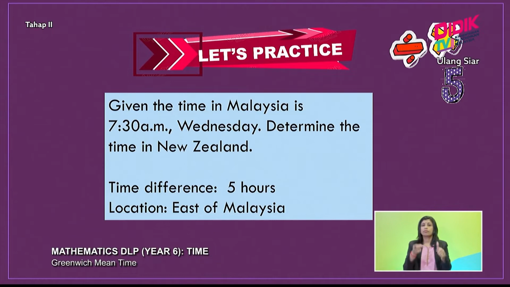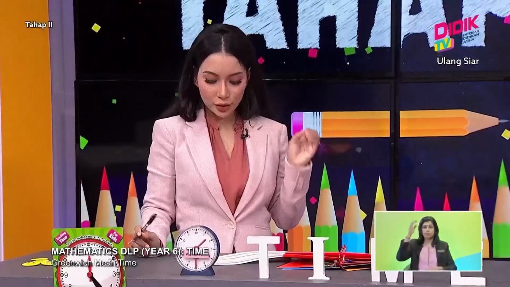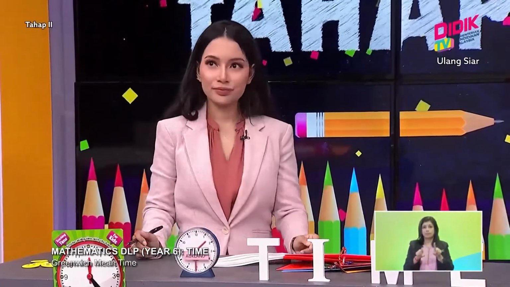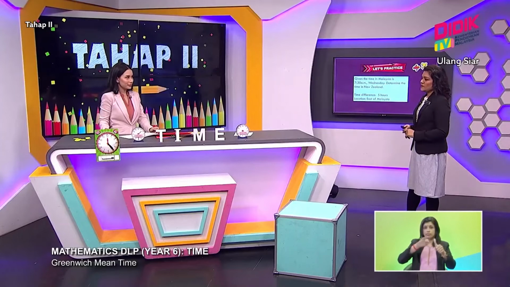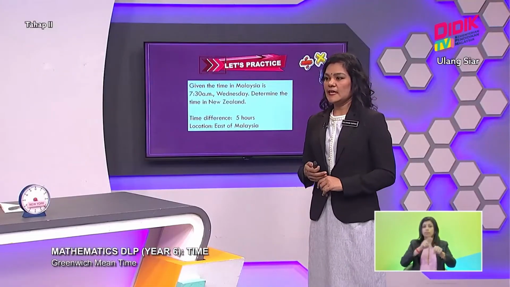The first step is to know the location, east or west for Malaysia. The second thing we have to know is the time difference. These two things are important. Time difference given is 5 hours, that is between Malaysia and New Zealand.